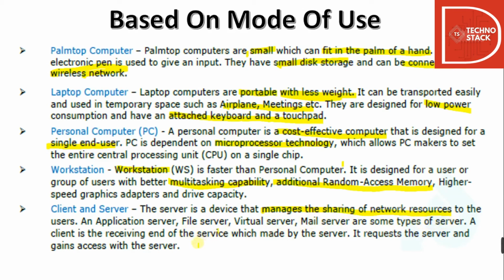A client is the receiving end of the service which is made by the server. So server is sending the message to the client and client receives the messages. So this is like server and this is client. You request something from client to server and server provides the information and data that you need, and that is given to client and client will receive the service. It requests the server and gains the access with the server. So this was all in the types of computers.